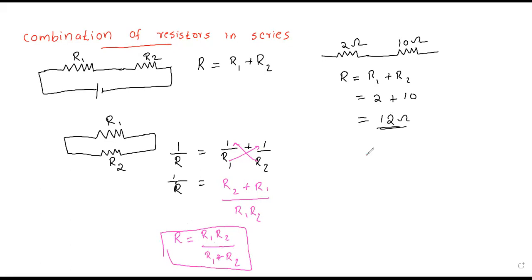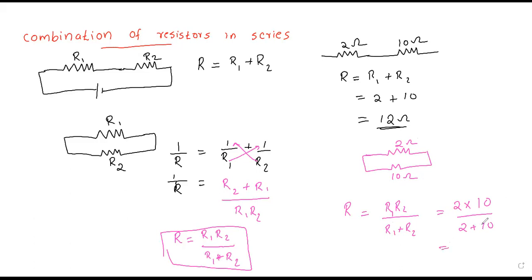For example, suppose 2 ohm and 10 ohm resistors are connected in parallel like this. So what is the expression? R is equal to R1 R2 divided by R1 plus R2. What is the value of R1? It is 2 ohm. What is the value of R2? It is 10 ohm, divided by R1 plus R2, 2 plus 10.